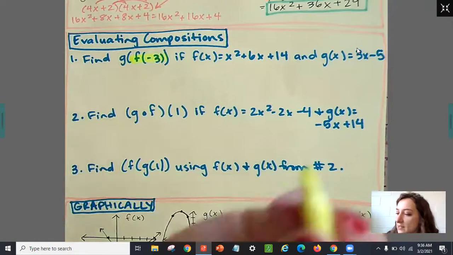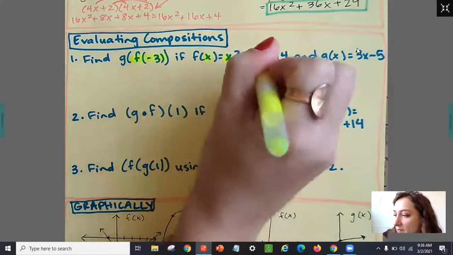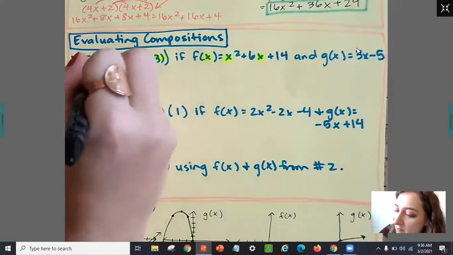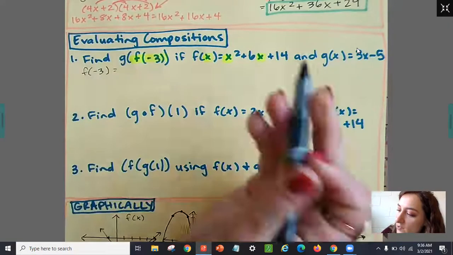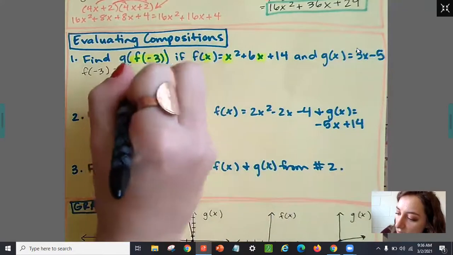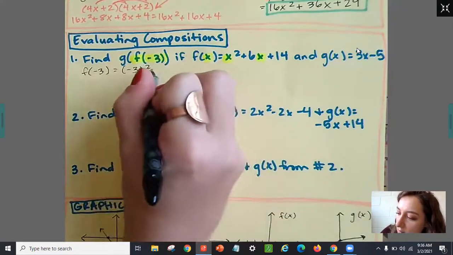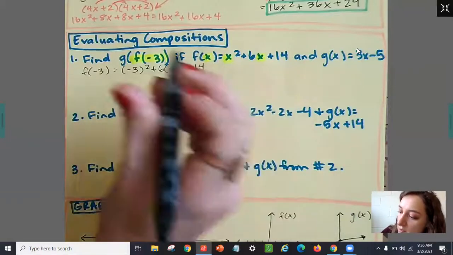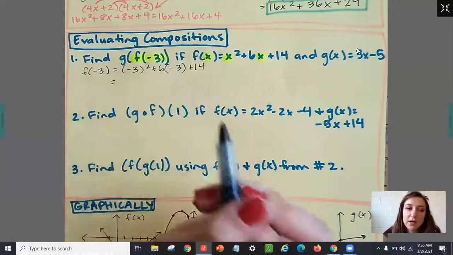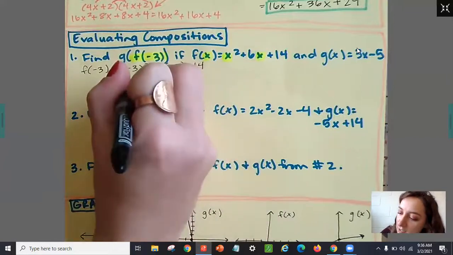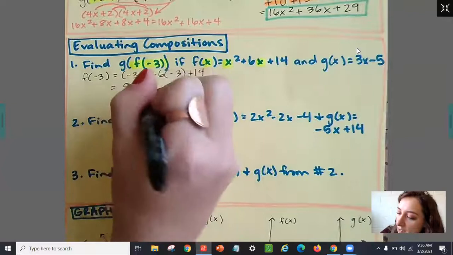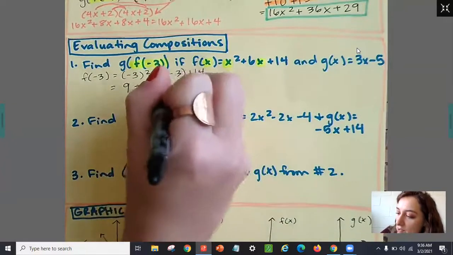So in f, I'm going to plug in -3 for x. So let's find out what f of -3 is. I'm going to plug in -3: -3 squared plus 6 times -3 plus 14. So we're going to get -3 squared, that's -3 times -3, so that's positive 9. 6 times -3 is going to be negative 18, and then we're going to have plus 14.